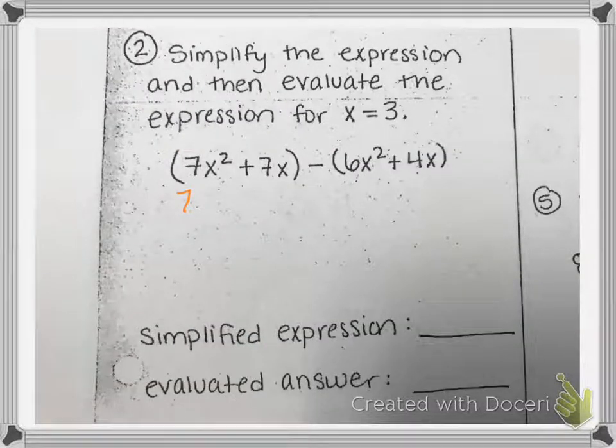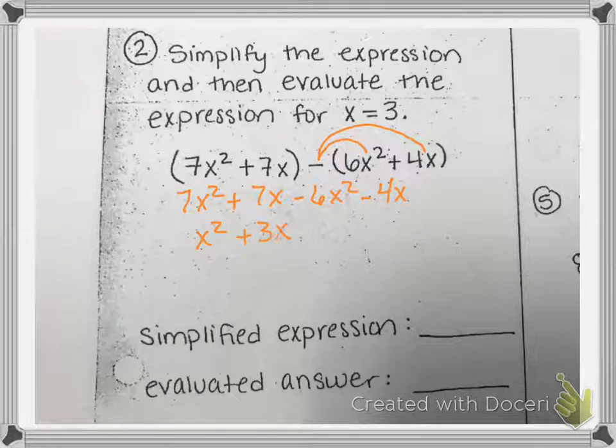Okay, we're going to evaluate the expression for x equals 3 here. Okay, we have 7x squared plus 7x. Okay, I'm going to distribute this negative into our binomial, so that gives us -x squared and -4x. Combine like terms, that gives me x squared plus 3x. We'll put that into our slot there for our simplified expression.